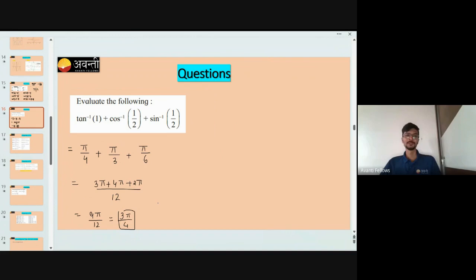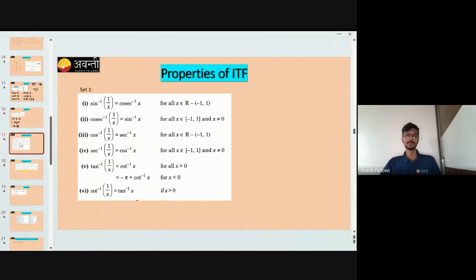So let me take you to the next part, which is the interesting part, which is properties. Properties are basically like formulae, so I hope you are good with memorizing. You have to memorize these formulas, then it will be very easy for us to solve the questions. So let us jump into properties of inverse trigonometric functions, set 1.